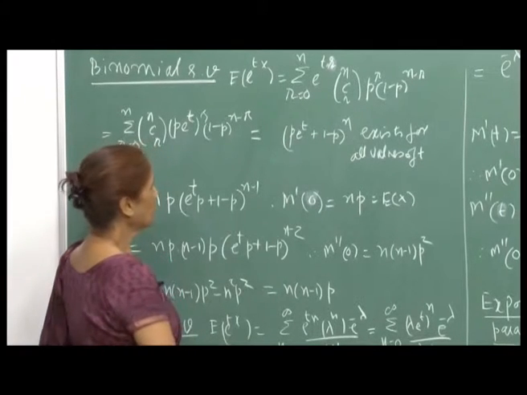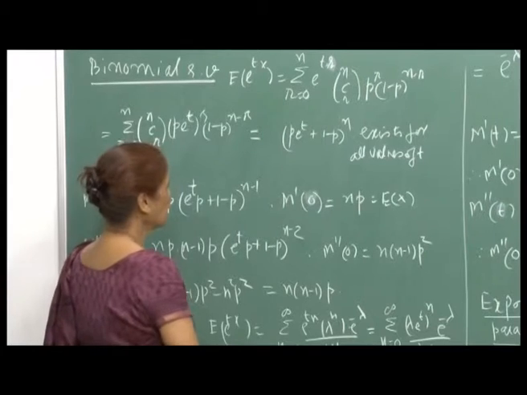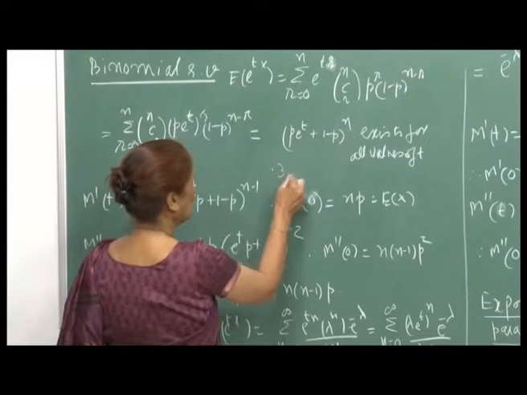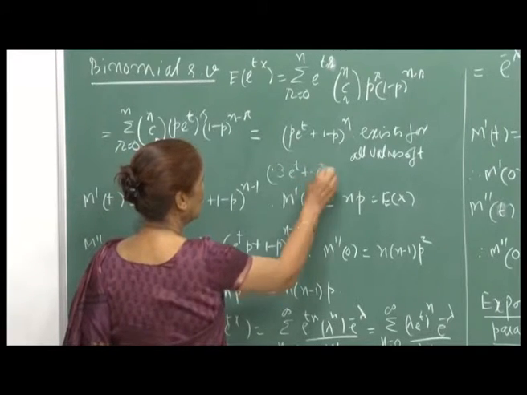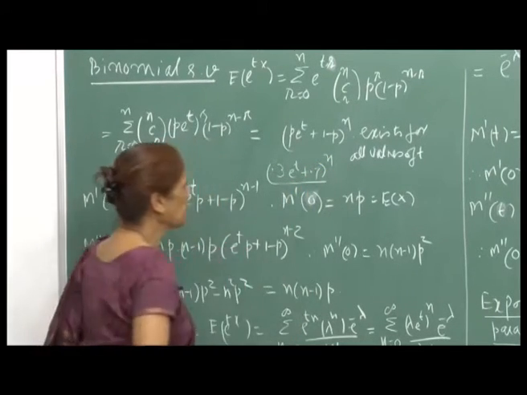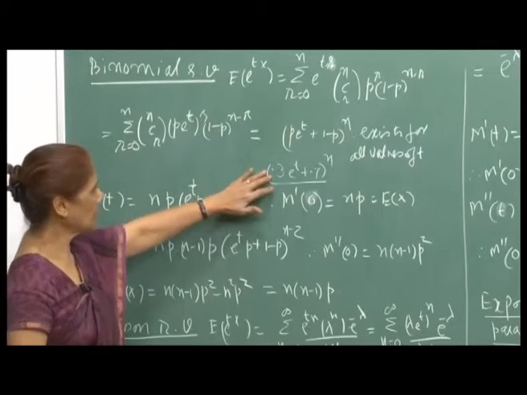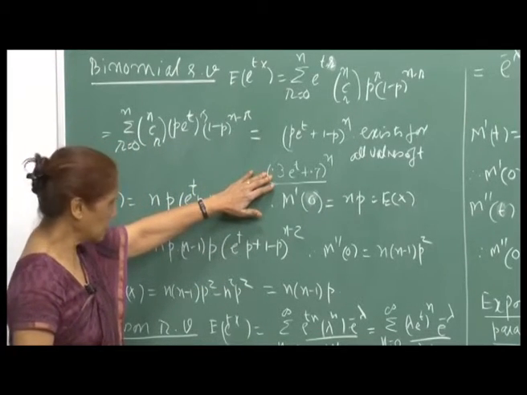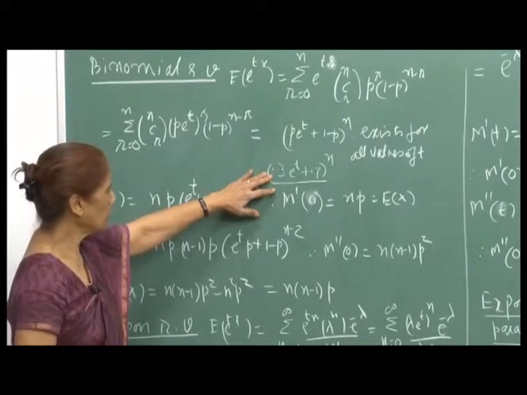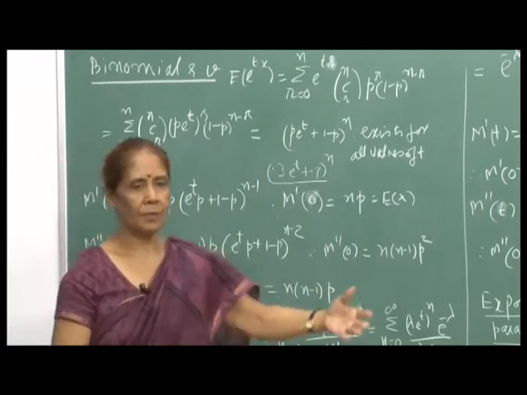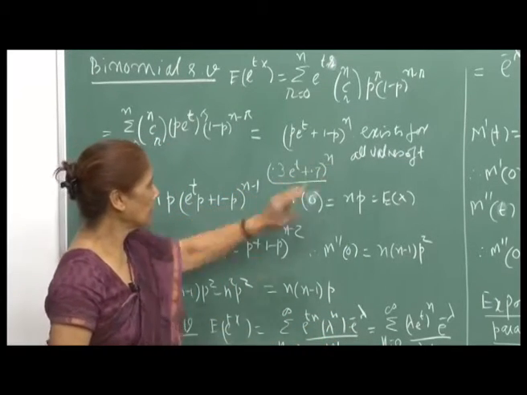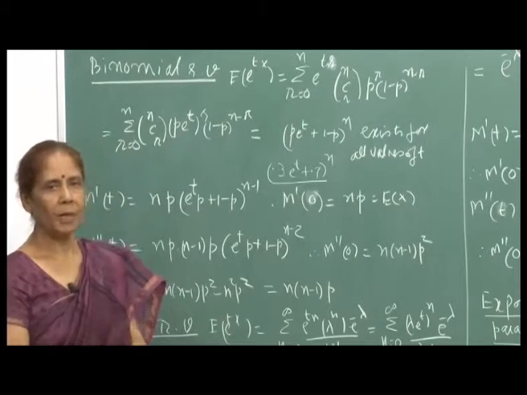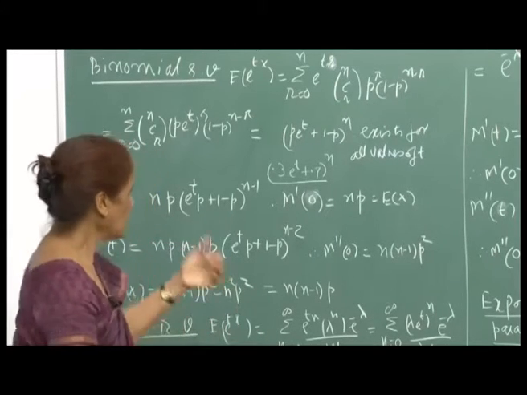Now you see what we are trying to say is that if you get an expression like (0.3 e raised to t plus 0.7) raised to n, if you are given this as an MGF, then you can immediately say by looking at the form of the moment generating function that this is the moment generating function of a binomial random variable with p as 0.3, and this is your n. So, the two parameters you can immediately find out by looking at the moment generating function, right.